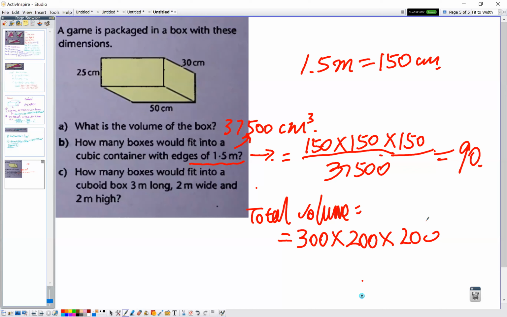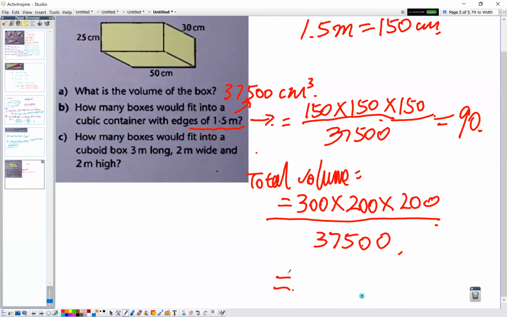Then this number you find out, how much is fitting into a cuboid? Whatever answer you got here, you divide it by the original value, because for one box, it's 37500. Divided by 37500, the final answer you get for this question is actually 320. It's 320. This is how you work it out.